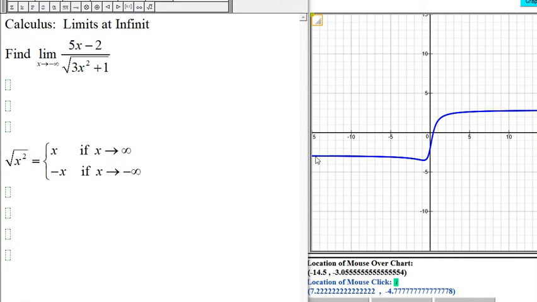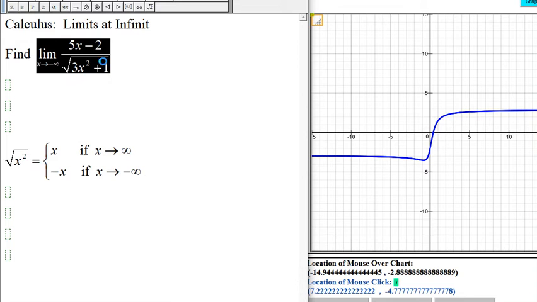looks like it's approaching something, maybe negative 3. And so we have to work it out to be sure that it is negative 3, because from the graph it could be negative 2.8, 2.9, or negative 3.1. So let's find this limit right here.